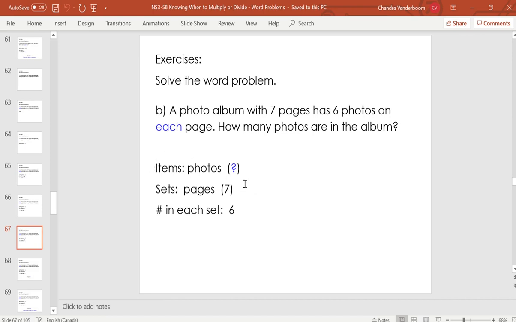We do not know our total number of items. And when we don't know our total, we always do multiplication. So let's take the 2 facts we do know. 7 pages times 6 on each page equals what? Well, let's do our skip counting. Shall we skip by 7s or 6s? Let's skip count by 7s. Fists are ready? 7, 14, 21, 28, 35, 42. There we go. There are 42 photos in the album.